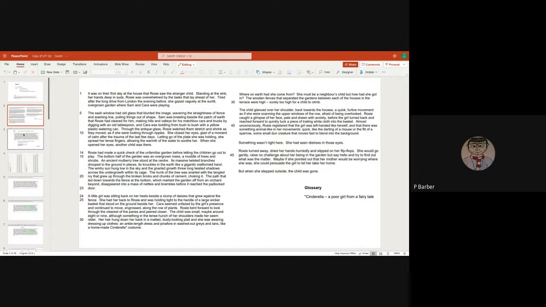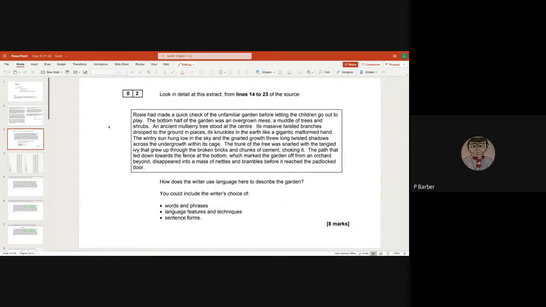The question we're considering here is question 2. It's worth 8 marks, so therefore we're spending about 10 minutes on this question. And it says this: how does the writer use language within this extract to describe the garden? You could include the writer's choice of words and phrases, language features and techniques, and sentence forms.